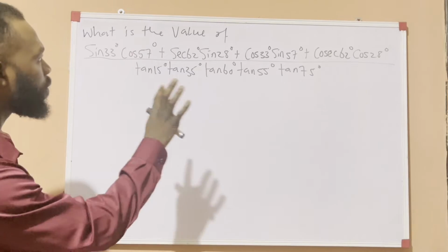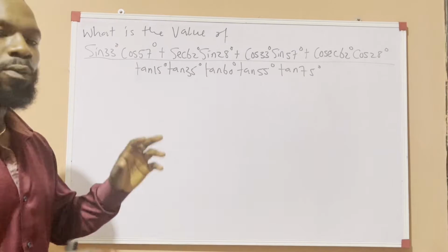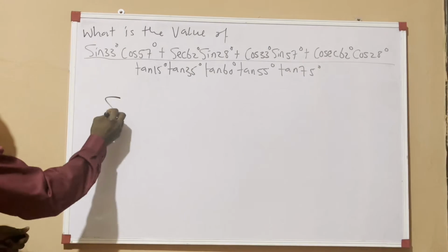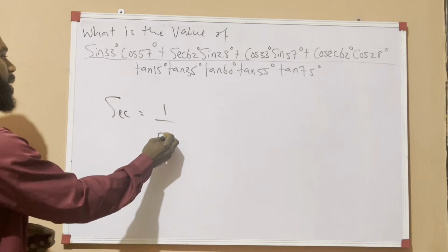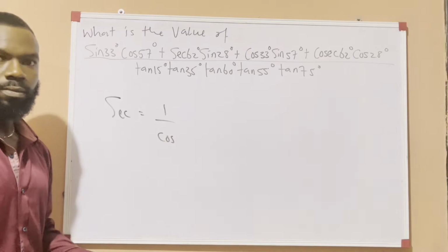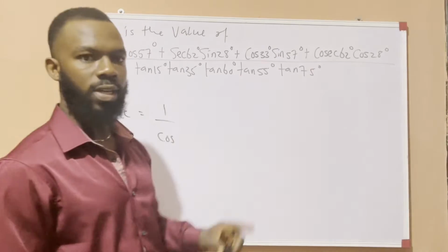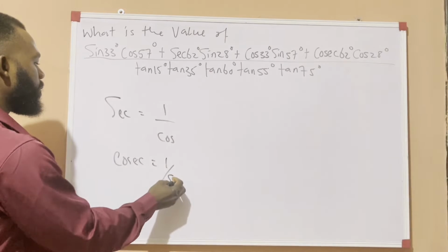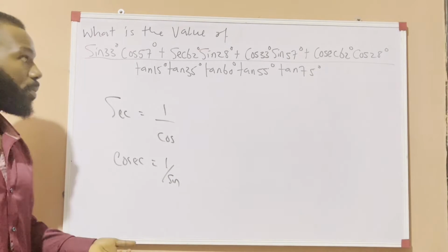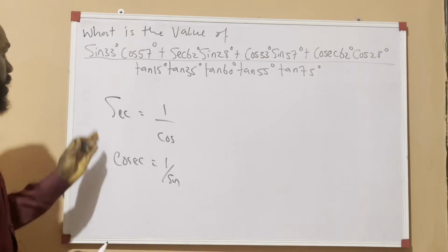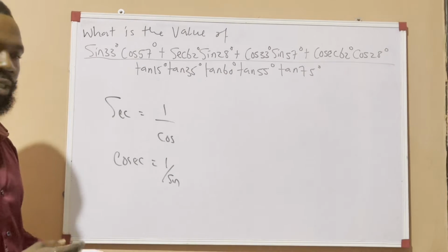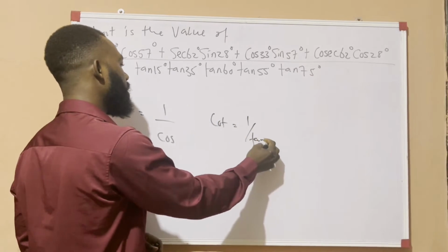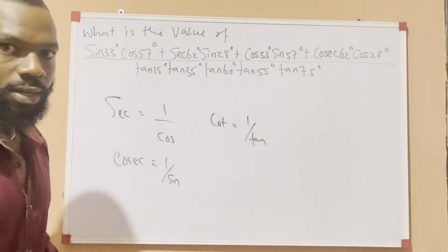First of all, let me explain some of these trigonometry identities and what they stand for. For example, sec is simply the inverse of cos, 1 over cos. Now cosec is simply the inverse of sine, 1 over sine. Are you with me? These are the ones that you may not be familiar with. There's also one which is called cot. Cot is simply the inverse of tan. Are you with me? Good.